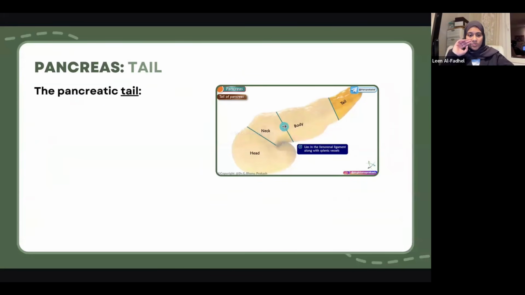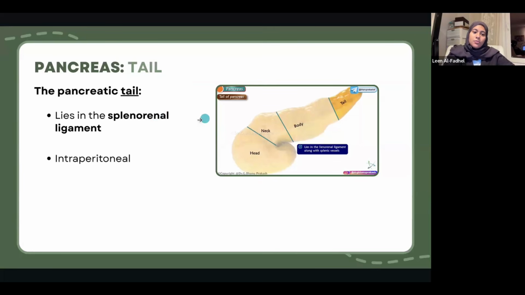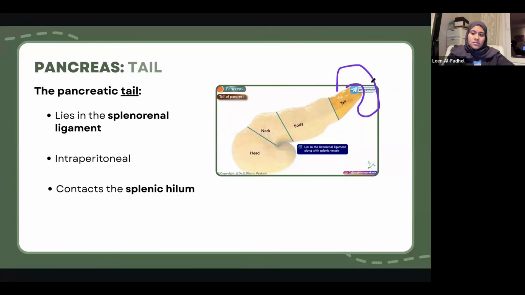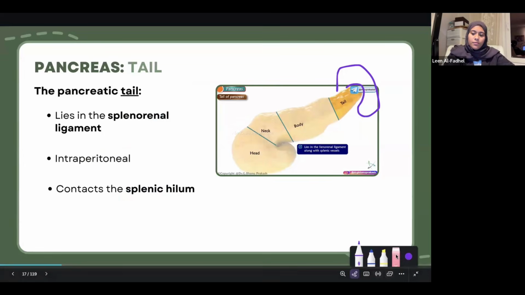Pancreatic tail is our last part, and it's important. Two facts in this slide I really want you guys to know, like your name. Number one, it lies in the splenorenal ligament. That means it's what? It's intraperitoneal. Number two, it contacts the splenic hilum. It's a very important point. I've seen a question on this. So here's the spleen, contacts the hilum. Okay?